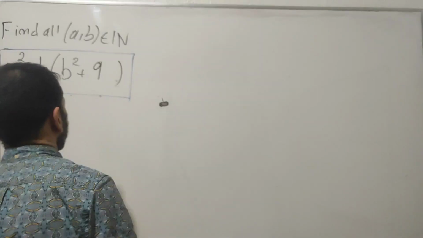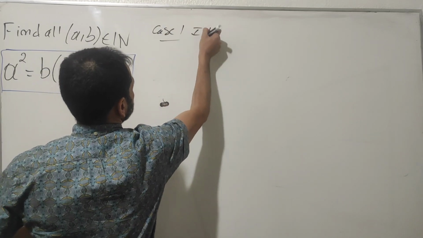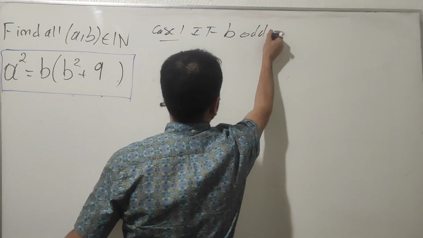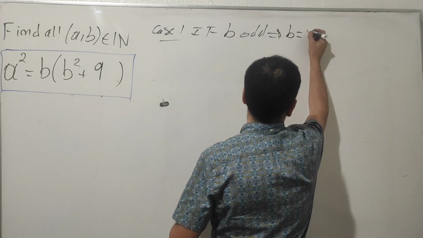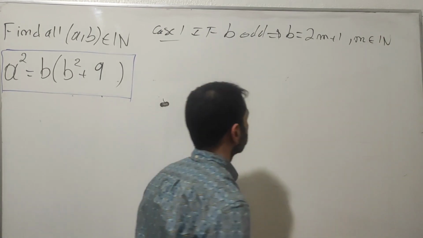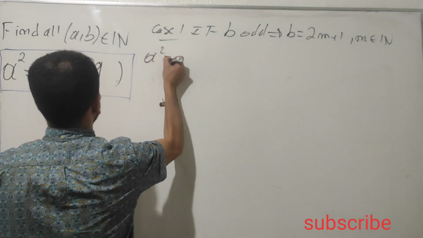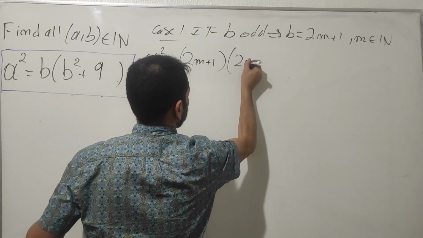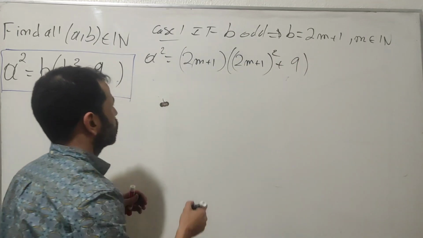So notice here we are going to divide this into two cases. Case number one: if b is odd. If b is odd, I'm going to write b in the form of an odd expression, which means 2m plus 1, where m is some natural number. Now let's take this value of b and insert it back into the equation. So we get a squared equals (2m plus 1) times ((2m plus 1) squared plus 9).